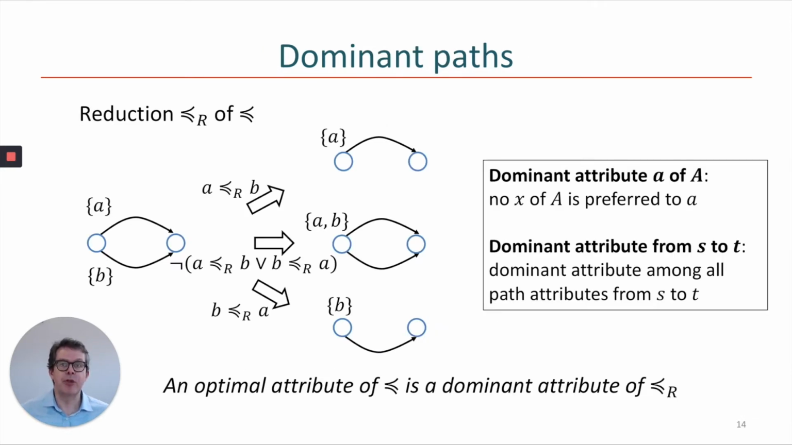First, we need to formulate a path problem in terms of partial orders and relate that problem to optimal attributes. Given a partial order, a dominant attribute of a set is an attribute such that no other attribute of the set is preferred to it. And the dominant attribute from a source to a destination in a network is a dominant attribute of the set of all path attributes from source to destination. So the set of dominant attributes from source to destination is a set of pairwise incomparable attributes. The important observation is that if the partial order is the reduction of some original total order, then the original optimal attribute is found within the dominant attributes.